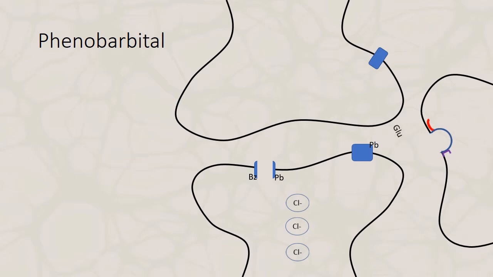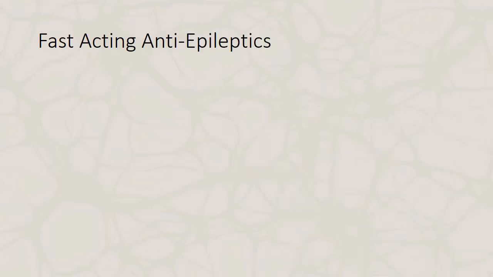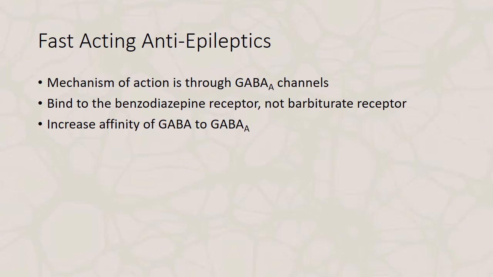Benzodiazepines work on a different part of GABA-A, and their mechanism of action is to increase the affinity of GABA to GABA-A. So just a quick run through as far as the mechanism of actions of the fast-acting antiepileptics. Recall that this is mainly for the benzodiazepines. Propofol attaches to a different receptor to where it actually activates GABA-A and inhibits NMDA receptors.